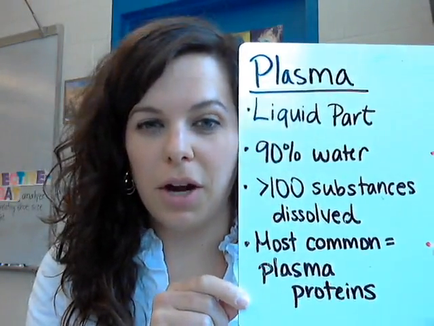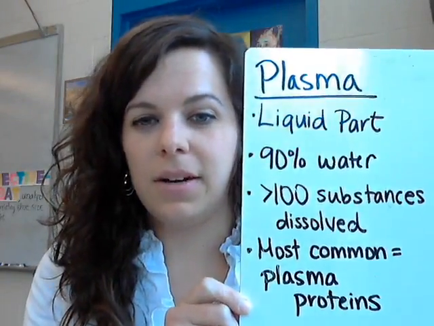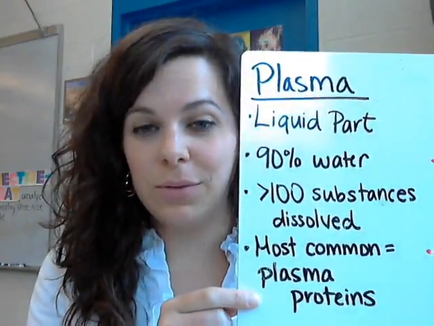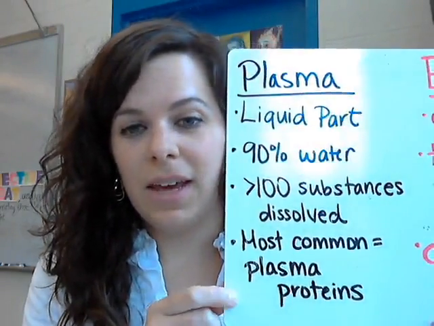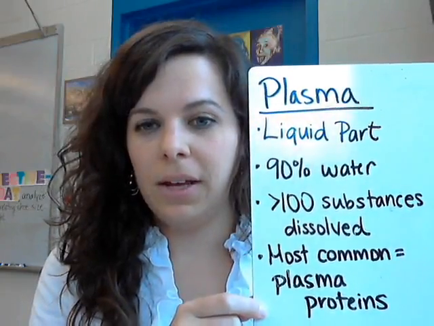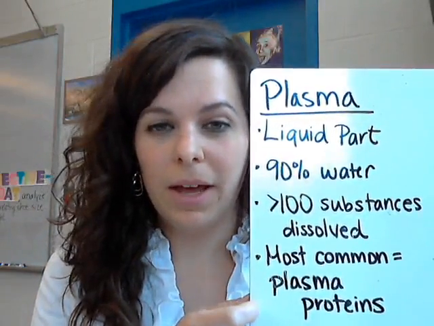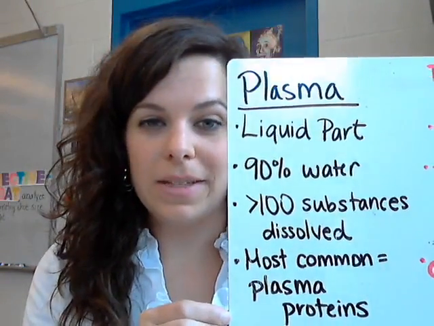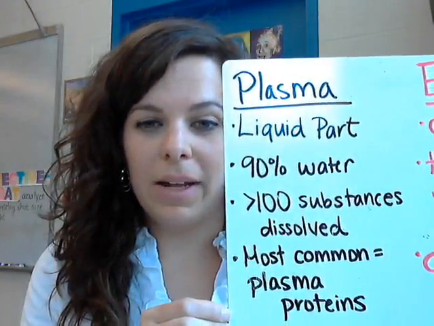And there's actually a good chart in your book of all different kinds of things that are dissolved in your plasma. But again, the most common are plasma proteins, which are made by the liver, and they can do lots of different jobs, including helping to clot your blood, as well as hormones that will transfer those messages that we've talked about from one body part to another.